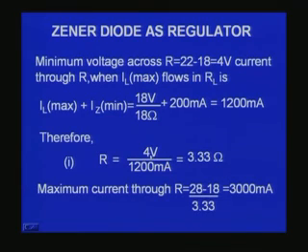R will be equal to 4 volts divided by the total current, which is equal to around 3.3 ohms. The maximum current through R is at 28 volts, because the voltage can go up to a maximum of 28 from 22. 28 minus 18 divided by 3.3 gives me the maximum current that can flow through the series resistor R, and in this case that is 3 amperes or 3000 milliamperes.